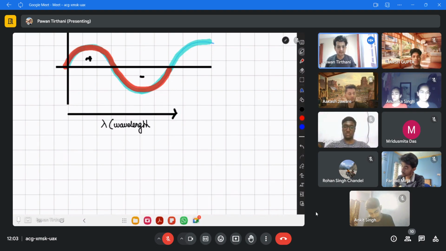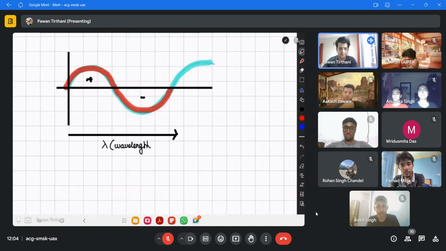Farad, what is your height? 5'7". Okay, who's the shortest here? Anushka, Khushi, what is your height? So 5'3", so 5'4", 5'5". 5'4". Okay, cool. Harsh, how tall are you? 5'11". He is 5'11". Okay.